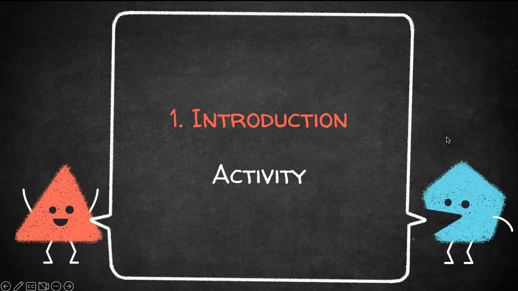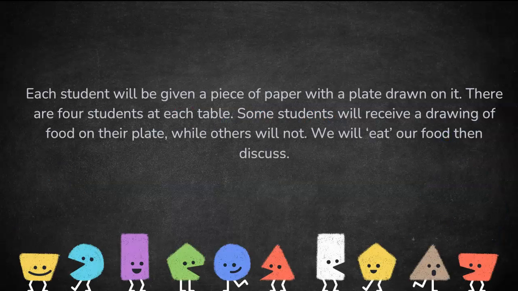So let's look at day 1. Day 1 is an introduction to poverty. We would begin by doing an activity, and on the activity, I would give each of my students a piece of paper with a plate drawn on it, and I have 4 students at each table with 4 tables. And so some of my students will receive a drawing of food on their paper plate, while others will not. And then we will begin to eat our food and then talk about what was the difference between some of our foods versus ones that may not have gotten food.